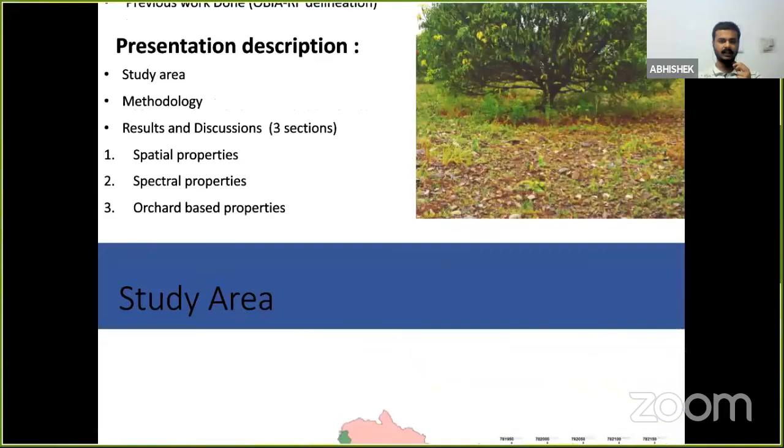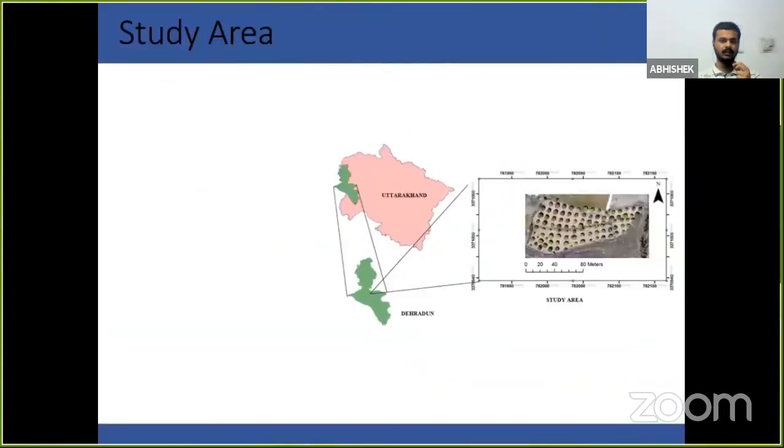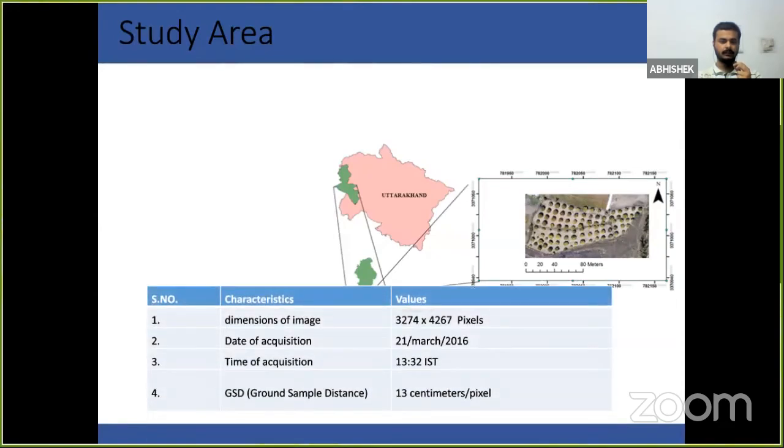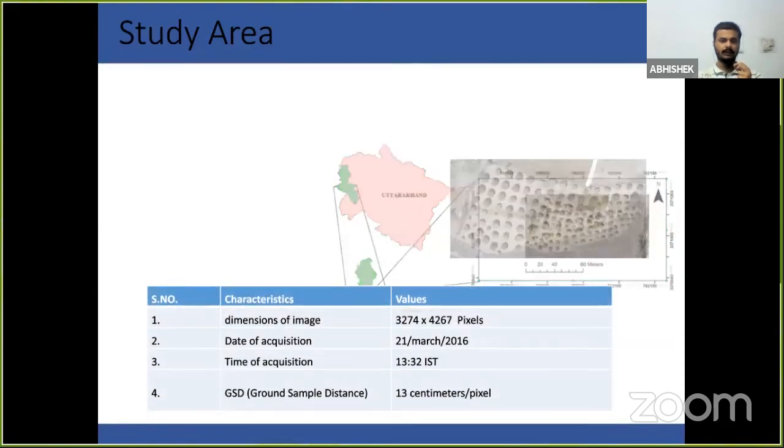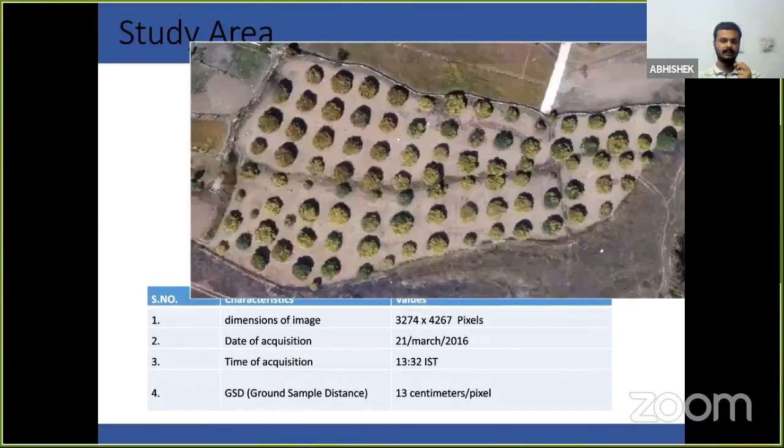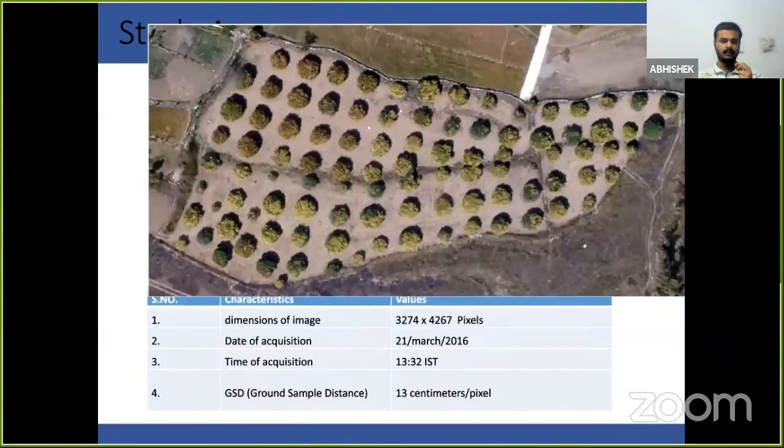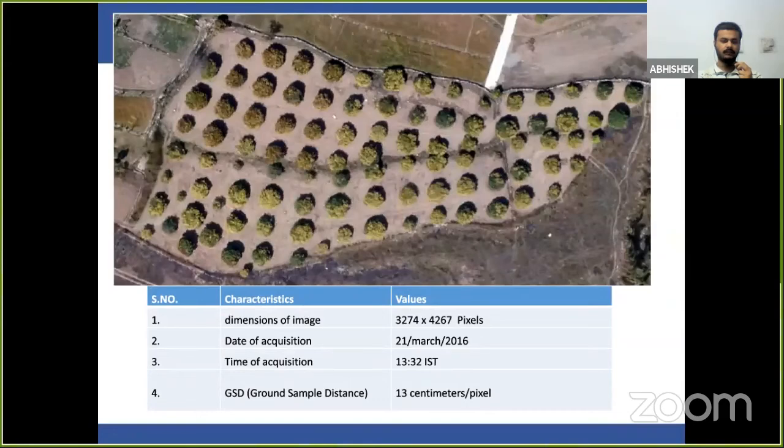So this is my study area. It is located in Koti Nahar village in Dehradun district of Uttarakhand. These are the image metadata. This is the image of an orchard. This is a mango orchard, and the picture was taken in the month of March, when the flower buds are blooming and the fruit has not yet come.